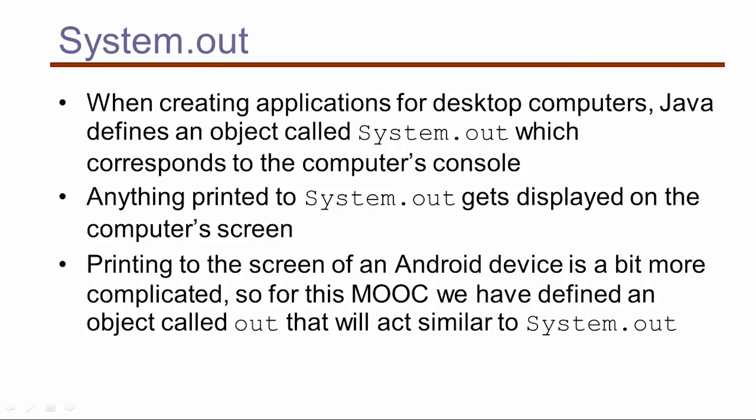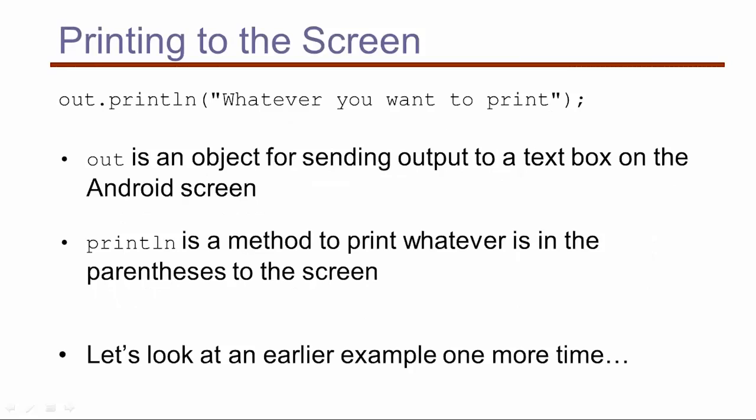So, for the purposes of this MOOC and for your programming assignments, we have defined an object called out, which will act like system.out. Thus, anything you learn here can be transferred to Java programming of the desktop computer, and any knowledge you already have from programming Java on a desktop computer will transfer to your work in this MOOC. So, printing to the screen is as simple as calling the println method on the out object and specifying what you want to have printed. Again, the out object will send data to a text box on the Android screen, and the println method will print whatever you tell it to print.